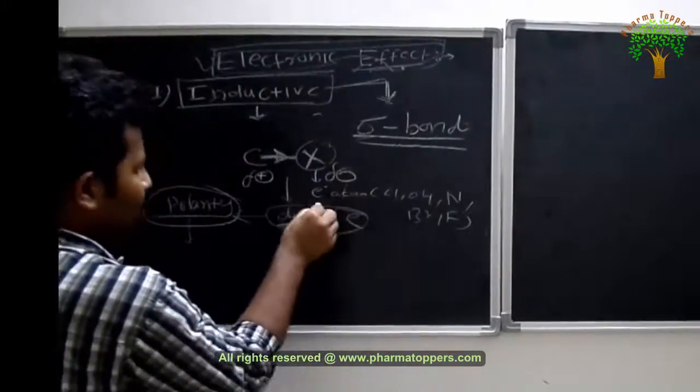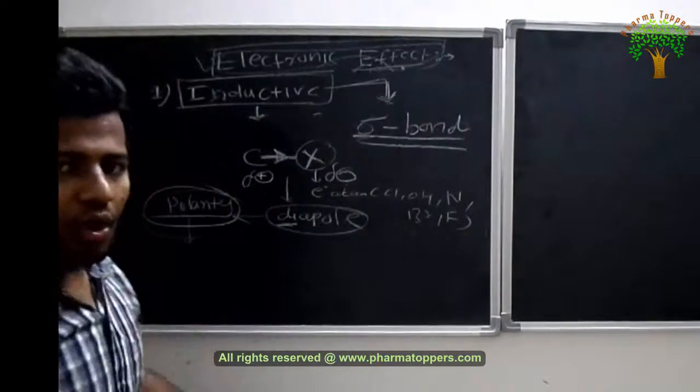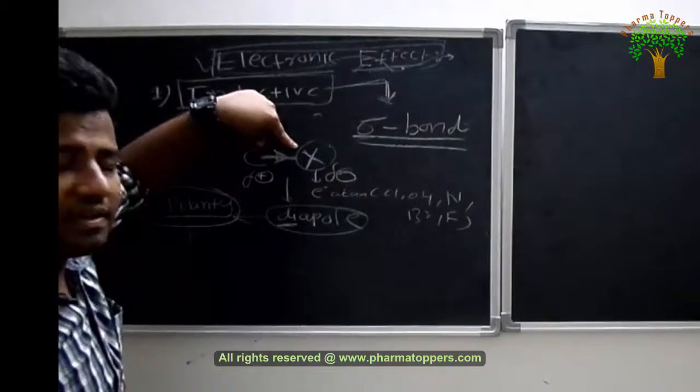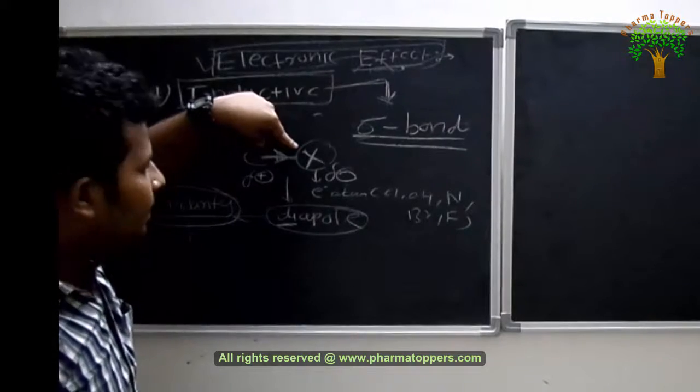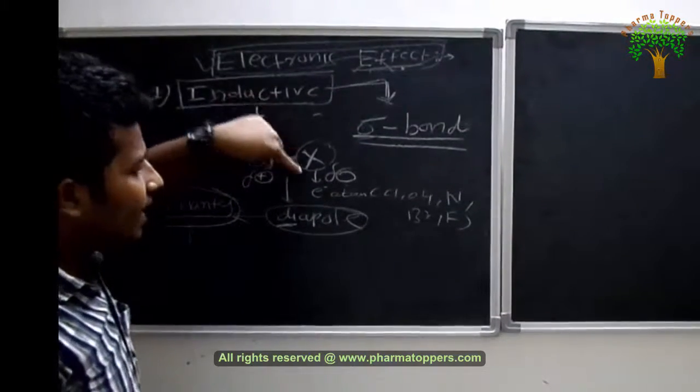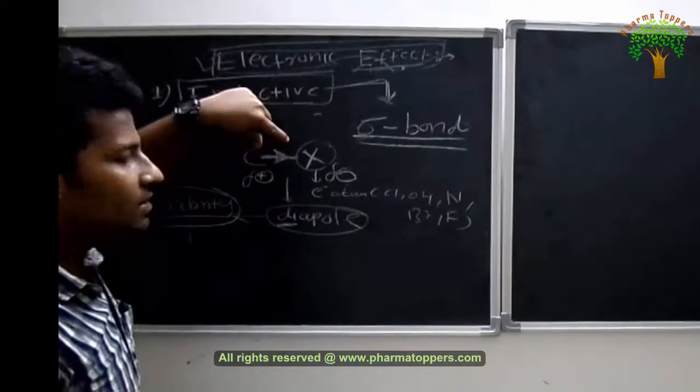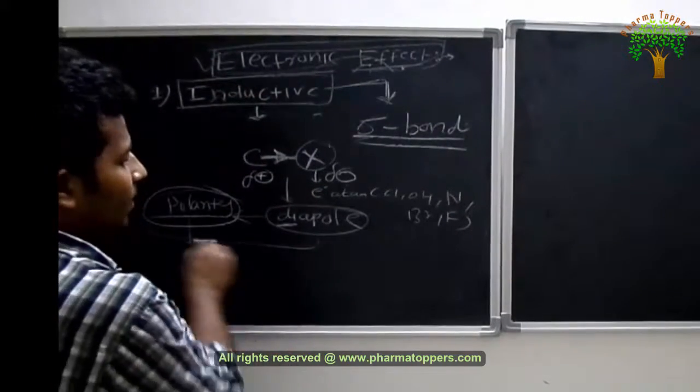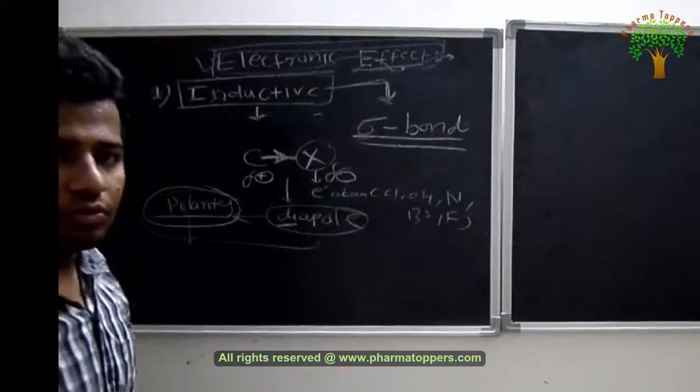And this polarization is caused due to the difference in the electronegativity between the two atoms. That creates the dipole moment between these two atoms. And dipole moment is the main parameter to do the polarization.